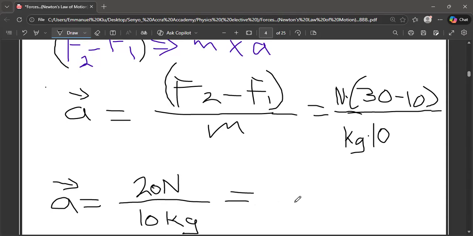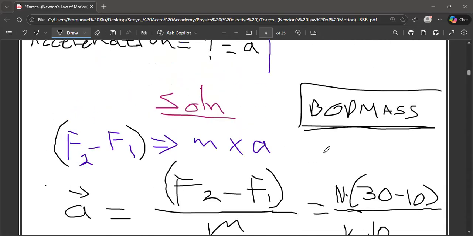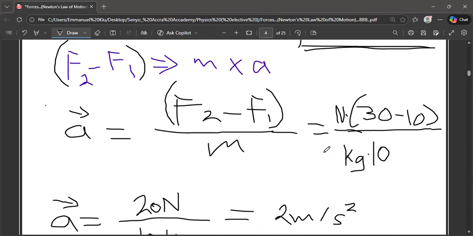So finally, this is going to give us 2 meters per second squared. As simple as that. Do you have any question to ask?